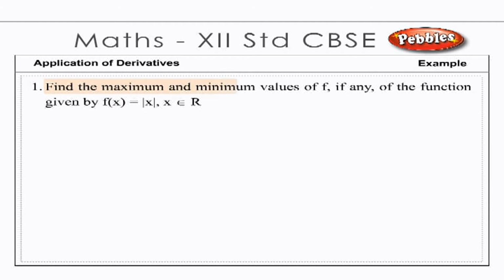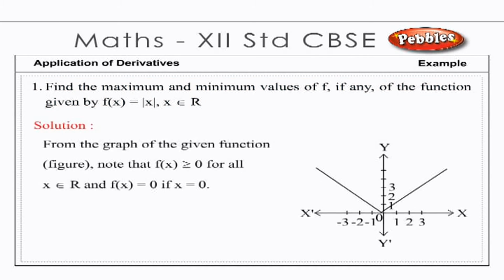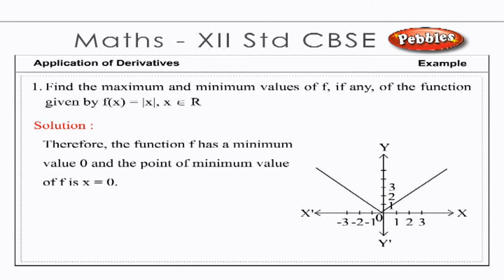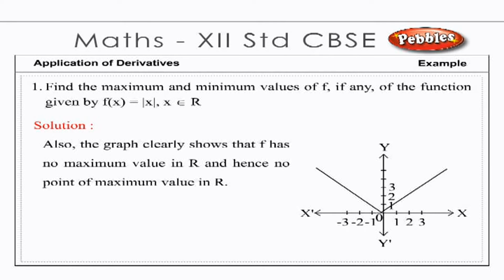Find the maximum and minimum values of f, if any, of the function given by f of x equal to mod x, x belonging to R. Solution. From the graph of the given function, note that f of x is greater than or equal to 0 for all x belonging to R and f of x equal to 0 if x equal to 0. Therefore, the function f has a minimum value 0 and the point of minimum value of f is x equal to 0. Also, the graph clearly shows that f has no maximum value in R and hence no point of maximum value in R.